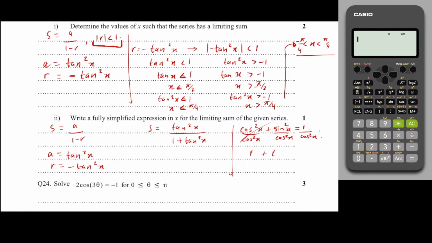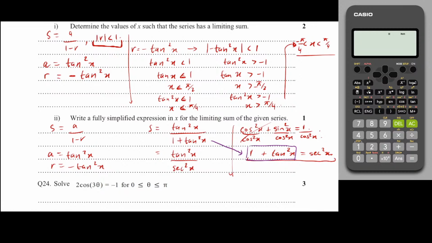Sine divided by cos, well, that's tan, so tan squared x. And then 1 over cos squared x is sec squared x. And we get this new identity: 1 plus tan squared x equals sec squared x. So wherever I see a 1 plus tan squared x, I can actually replace it with sec squared x. And I hope you can see that I've got exactly that over here. So I can replace the 1 plus tan squared x with sec squared x.